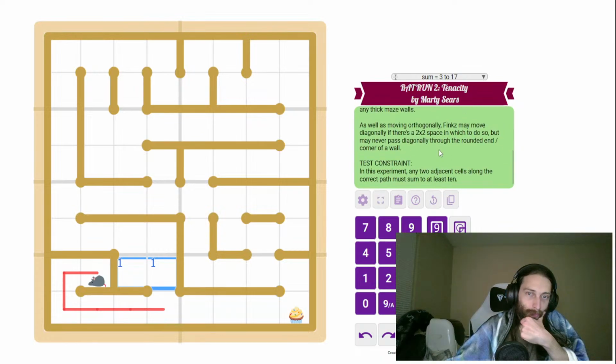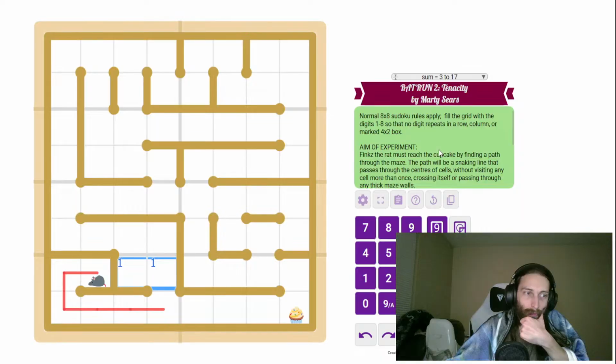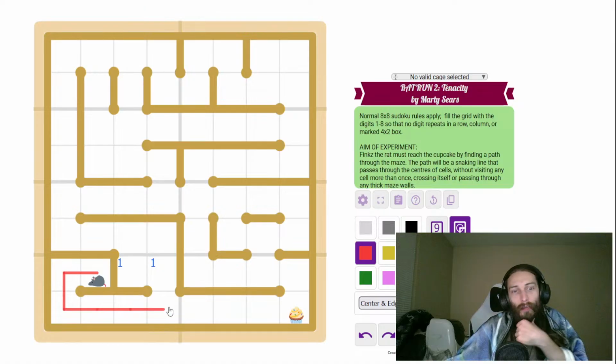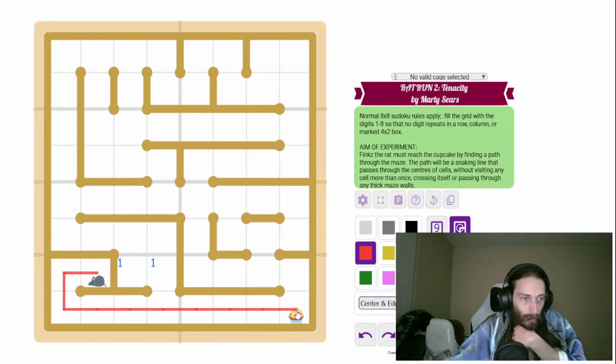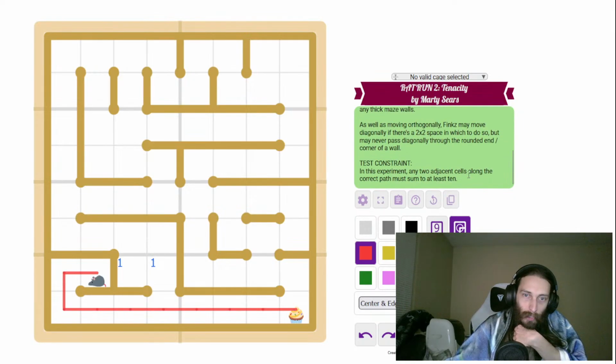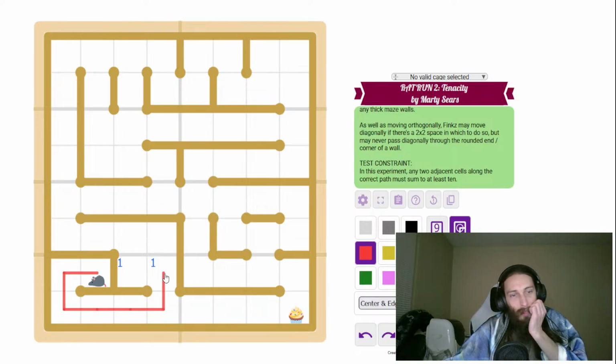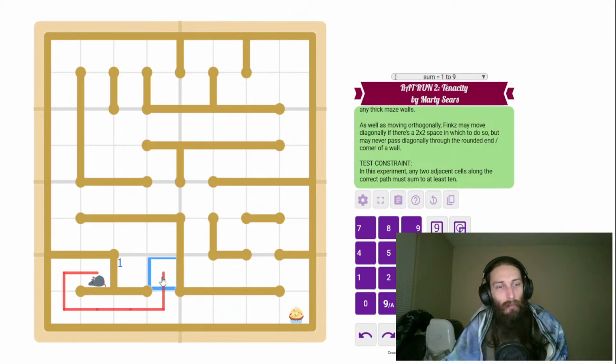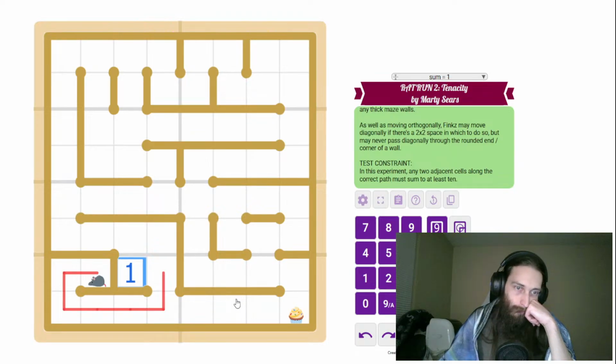It will have to be adjacent to an 8. Yeah, if it's on the path. And we know it can't go all the way across. So it actually has to go up. Because if it went all the way across this way, it would have to include a 1, which doesn't work. Because any 2 adjacent cells along the correct path must sum to at least 10, and a 1 and an 8, which is the maximum I can pair, doesn't make 10. So I'm going to have to go up.